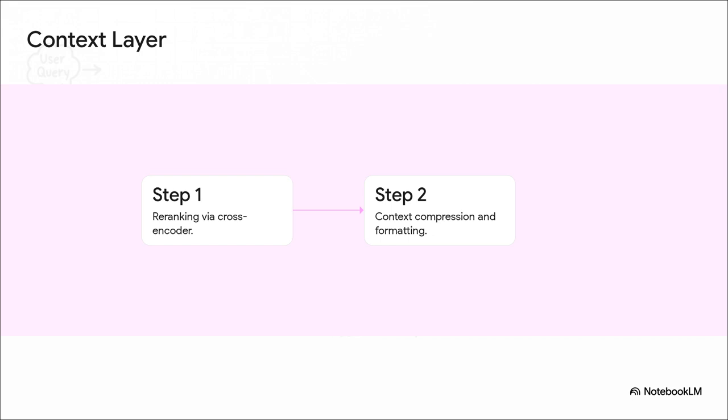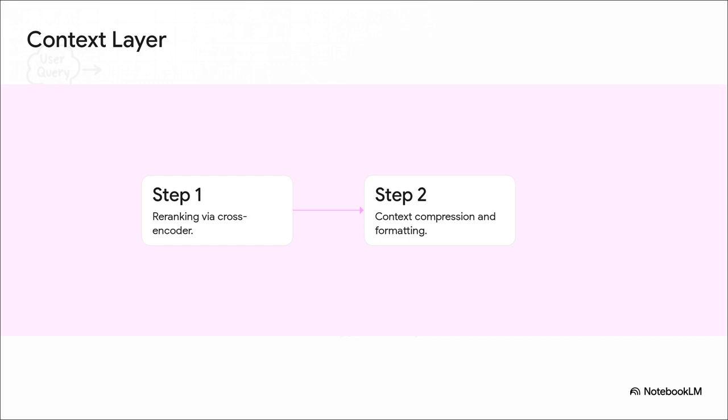Step 2 is equally vital, context engineering. We don't just dump a massive wall of raw text into the LLM. We perform context compression and formatting. You see, the context window of an LLM is prime real estate. It is super expensive and strictly limited. Context engineering ensures that only the absolute best, most relevant, and perfectly formatted information reaches the generation layer.